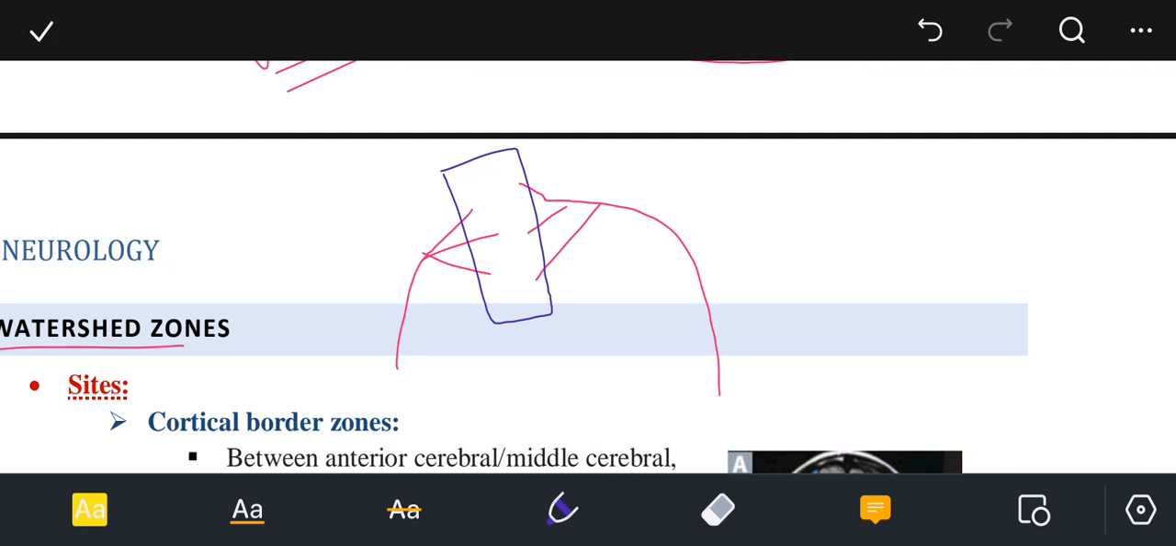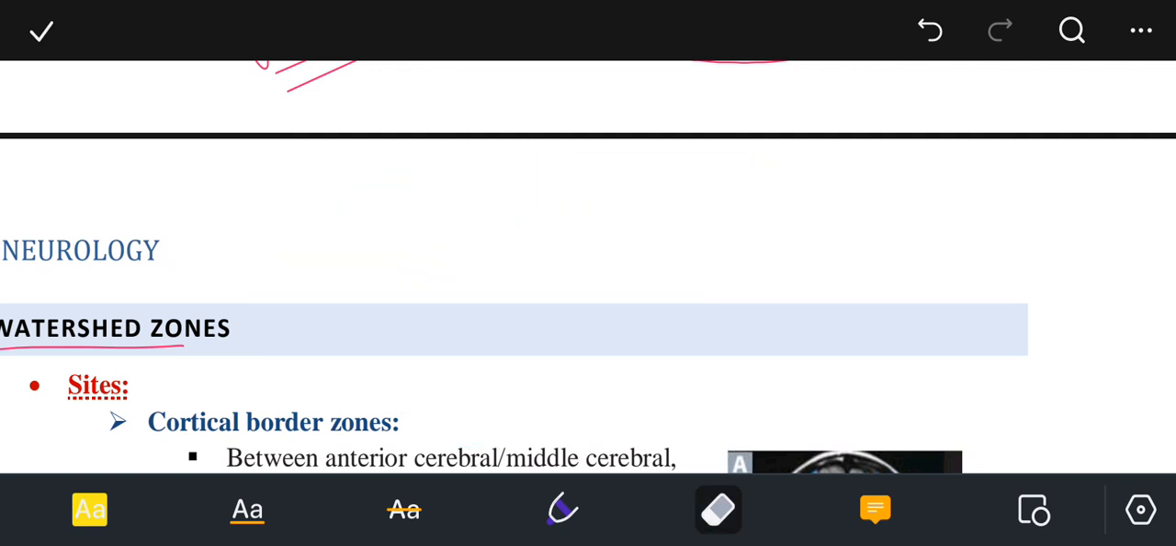Now if, for some reason, there is hypoperfusion, maybe hypovolemia because of some sort of hemorrhage, or maybe a heart attack, so some sort of ischemia is there. In those situations, the first area to be affected will be this watershed area, because it already has a decreased or minimum amount of blood supply. If the blood supply is not reaching the whole body, the first areas to undergo infarction will be the watershed areas, because they already had a compromised blood supply.